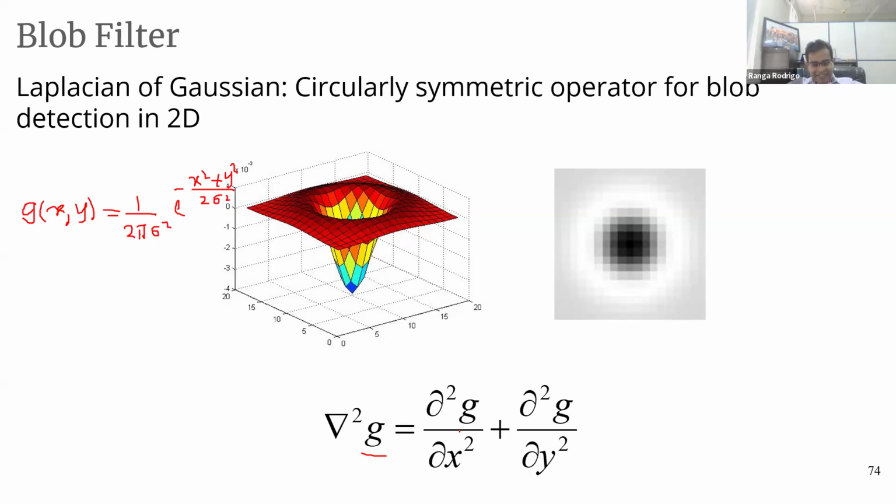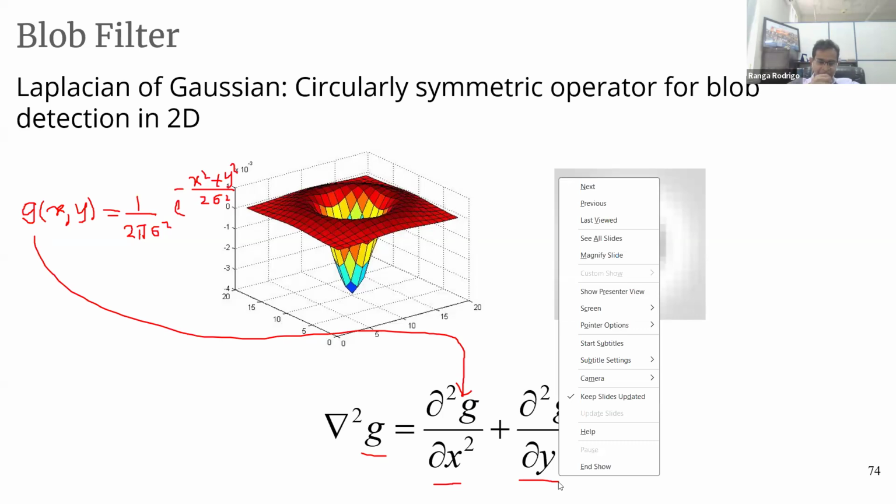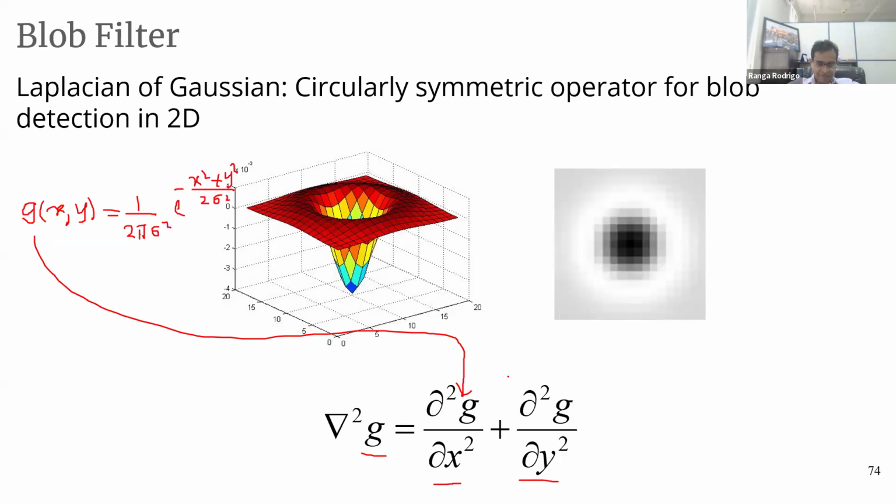So what is this? You take that Gaussian and you differentiate it twice with respect to x. Yeah. And then you differentiate it twice with respect to y. That's all. And then we have this so-called Laplacian operator. We call this the Laplacian of the Gaussian. So the Laplacian operator is this one: twice differentiating in either direction.